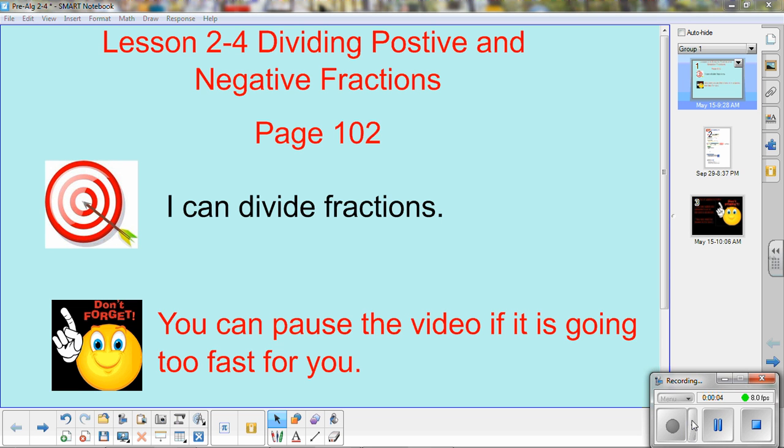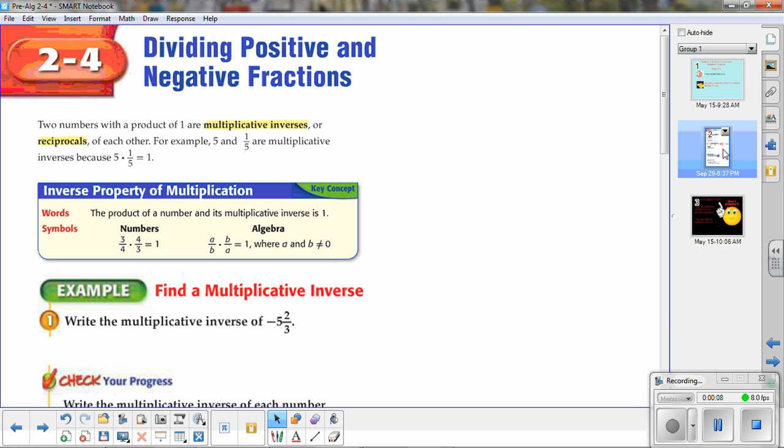In Lesson 2-4, you'll be dividing positive and negative fractions. Before we get to actually dividing positive and negative fractions, we're going to first talk about multiplicative inverses or reciprocals.